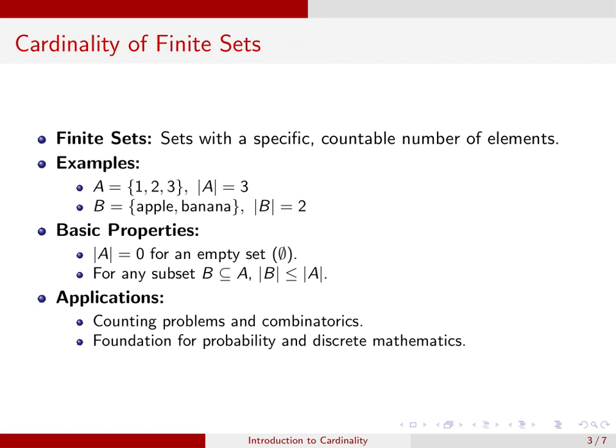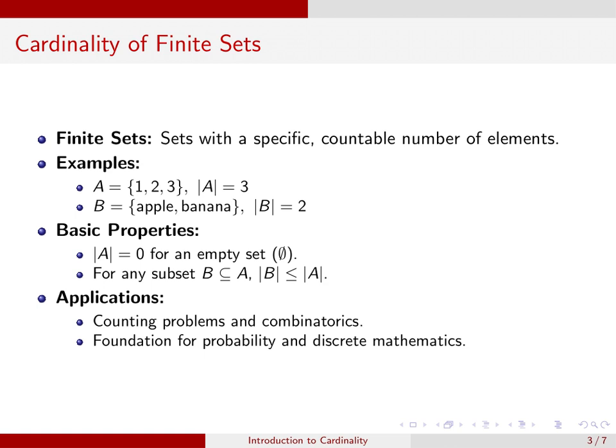Finite sets obey some basic properties. For instance, the empty set, often denoted as a 0 with a slash through it, has no elements, therefore its cardinality will be 0. Another key property is that for any subset B, which is a part of set A, the size of B is always less than or equal to the size of A.